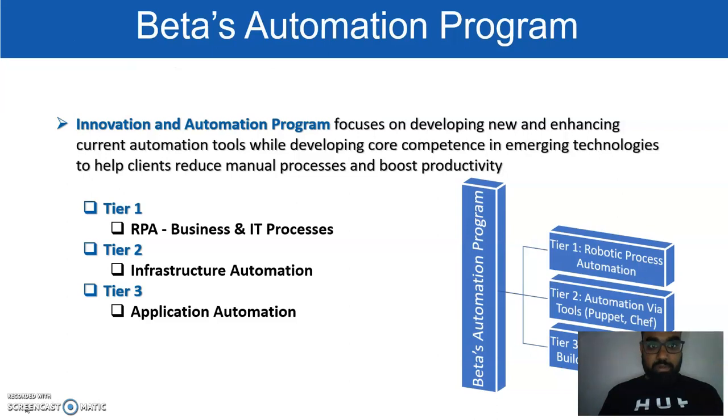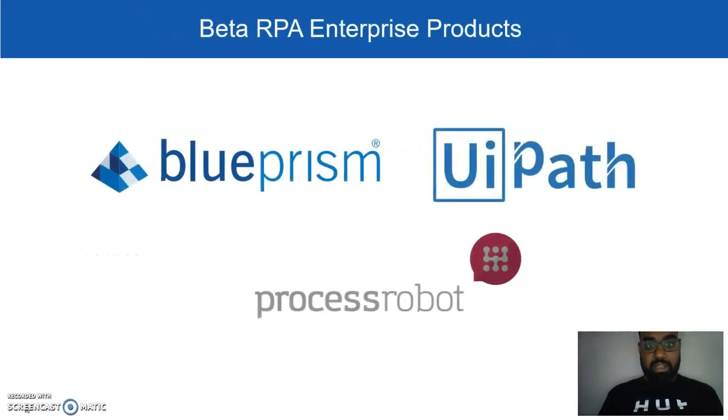What I'm talking about here is our company's automation program, which is divided into three tiers. The first one is the business and IT process, how the RPA program is going to run. The second tier is all infrastructure, where we set up each and every program to be automated for all the infrastructure we have in the company. The third one is application automation, as you all know how an application runs automatically by itself.